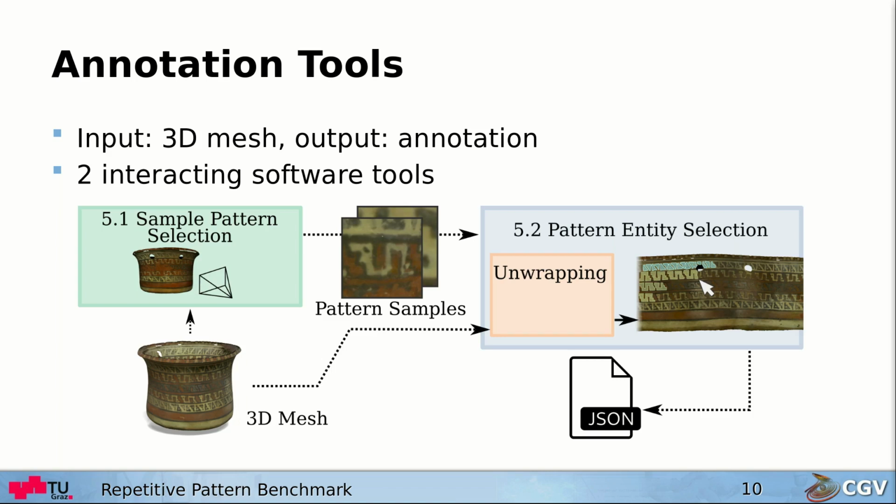in JSON format. The reason the annotation process is split into two steps is that the annotation effort can also be split up between different groups of people. This is advantageous as the identification of pattern archetypes requires domain knowledge and should be conducted by experts, while the selection of individual entities could be generally done by laymen.